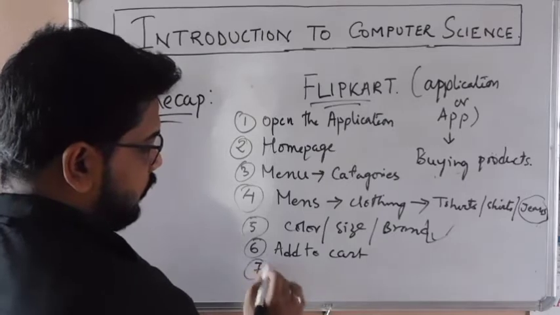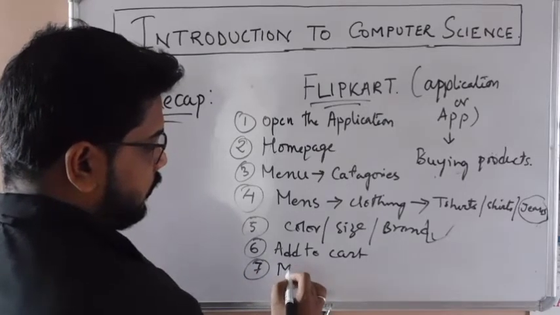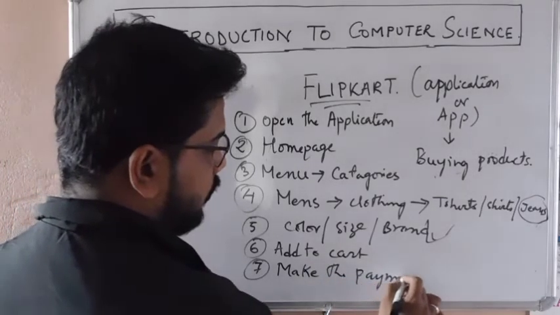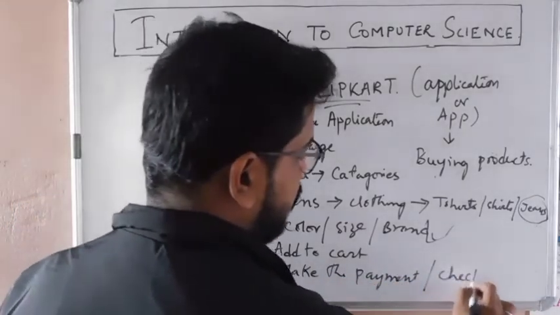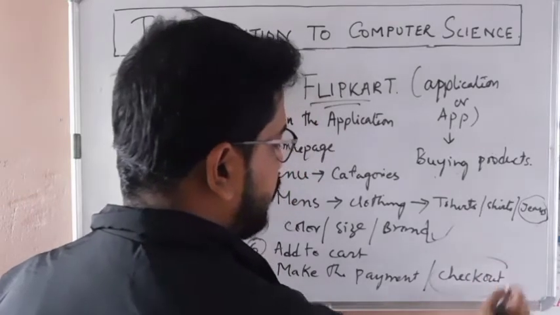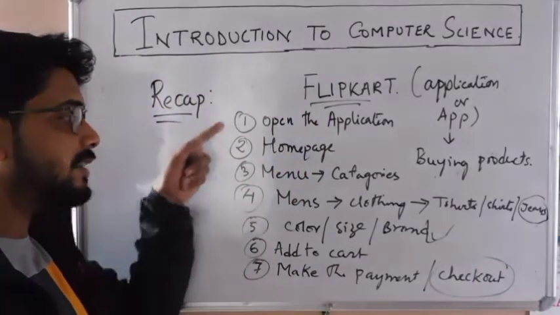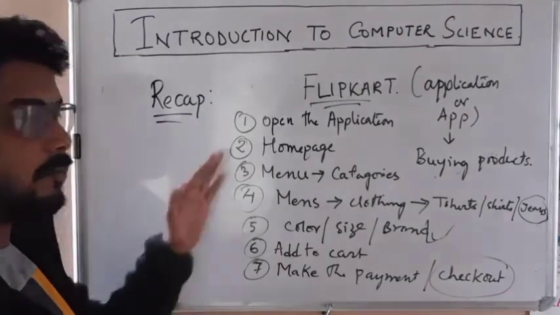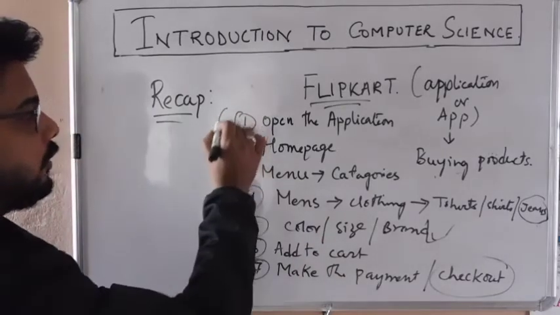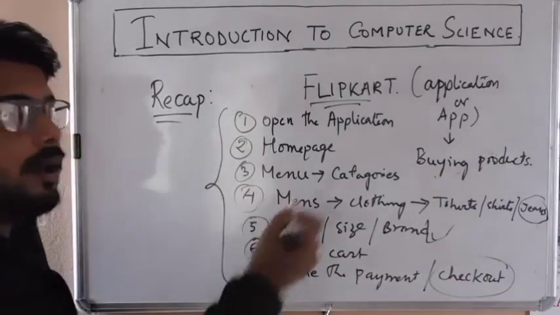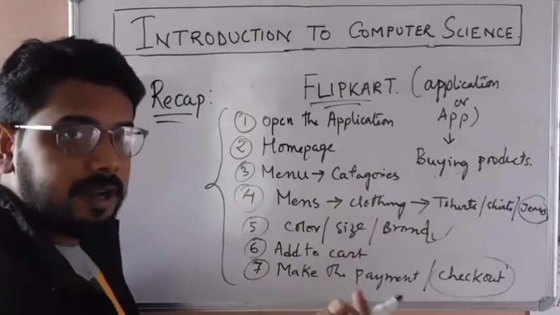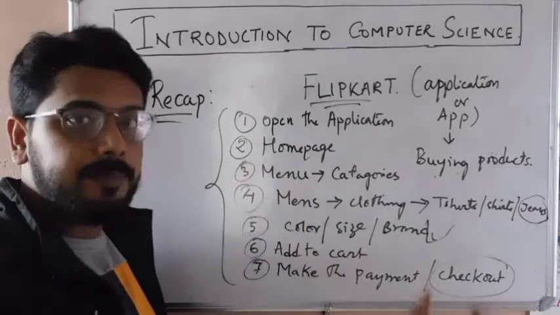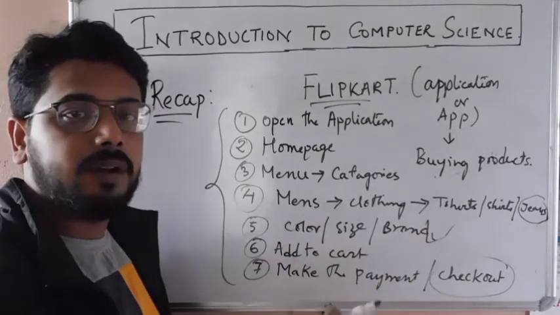And lastly, what you should do? Make the payment and checkout, right? So all these things are done step by step, one step at a time, right? All these steps are meant for buying a pair of jeans. So in this case, the problem was buying a pair of jeans, and we solved it with an algorithm.